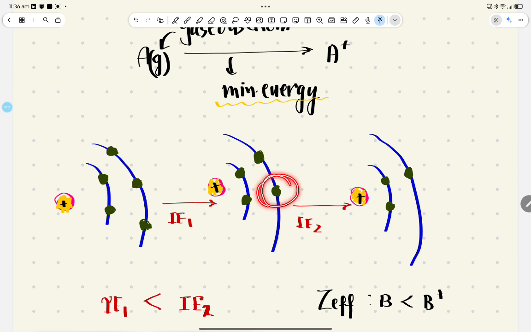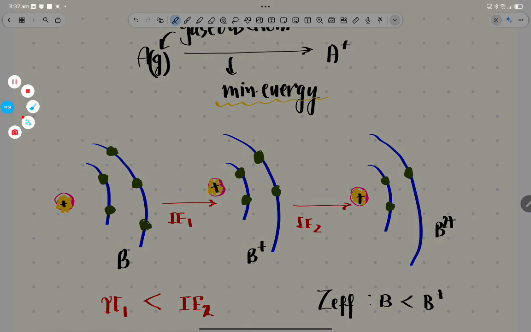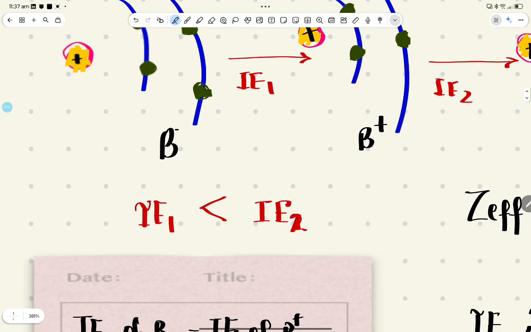Now to get this electron out, this is going to be your second electron. As you can see, your atom has become B positive, because it has lost one electron, going from B to B positive. In order to remove this electron, you will require some more energy. That minimum energy required to get the second electron out of the atom will be your ionization energy 2, and here you now have B2 positive. You have to remember one thing: your ionization energy 1 is lesser than ionization energy 2.